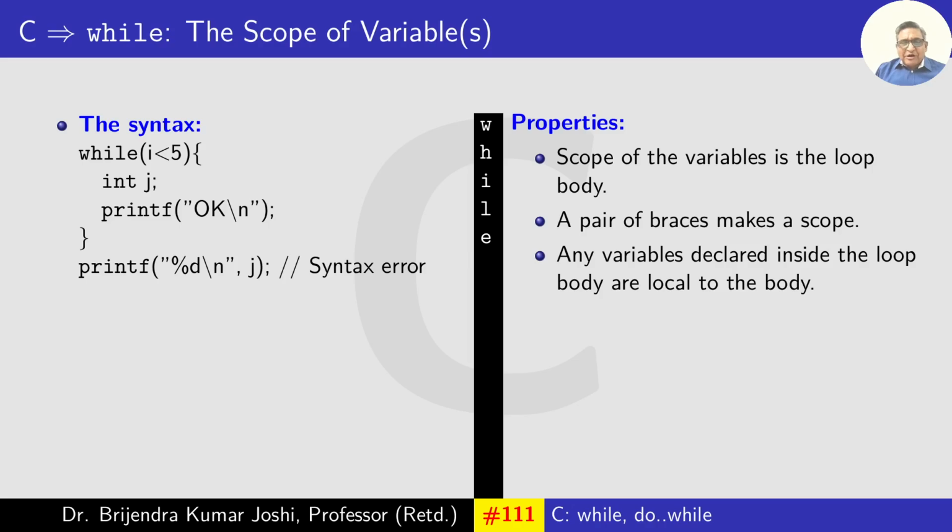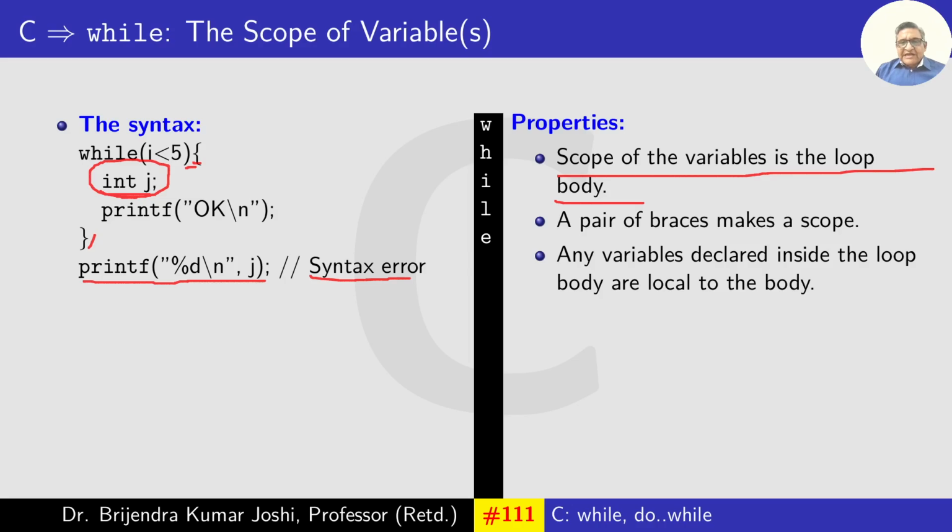The scope of variables is important. It is just like for loop. Assume that i has been declared before while. Then what happens? If I have declared another variable int j, another variable j of type integer, then if I make use of j outside the loop body, there would be syntax error, because j would be treated as being undefined. So scope of the variables is the loop body. So here I have declared a loop variable j. It is accessible and valid only within this pair of braces. Outside it, it is not known.